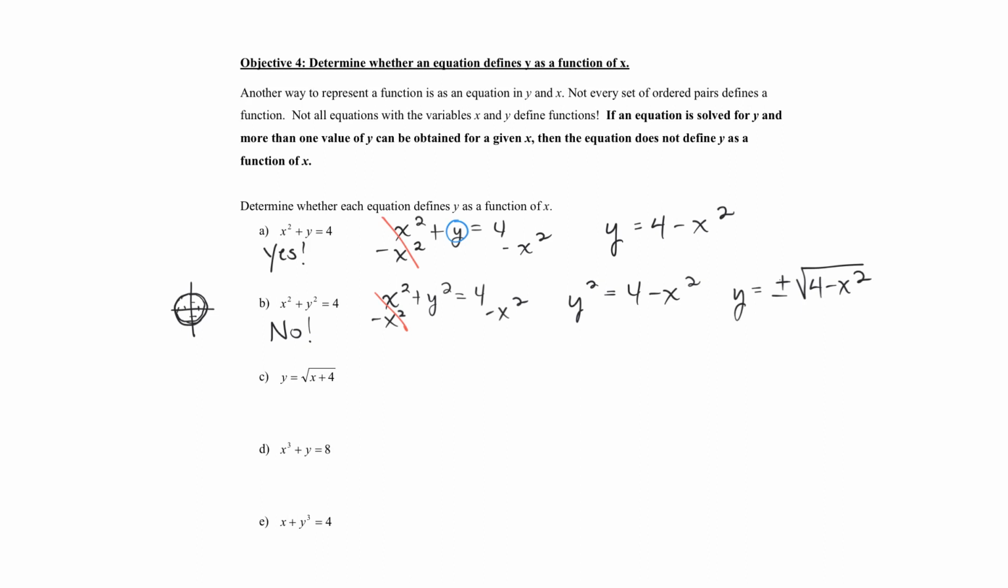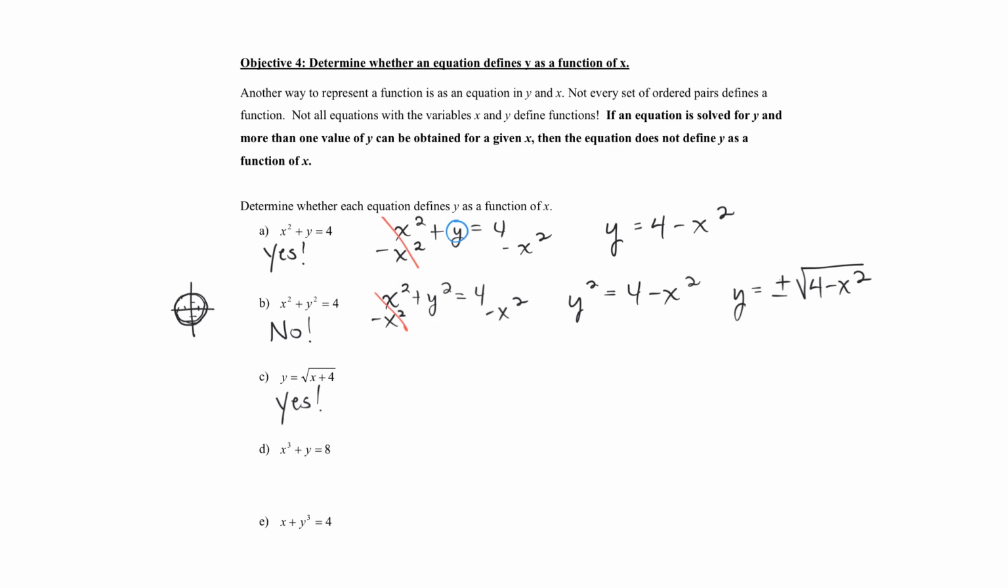Okay, so now example C, I have y equals the positive or principal square root of x plus 4. So for any given value of x, there's only one value of y. Again, let's use 0. 0 plus 4 is 4. Square root of 4, the positive square root of 4 is 2. So yes, this one does represent a function. It's already solved for y, right?